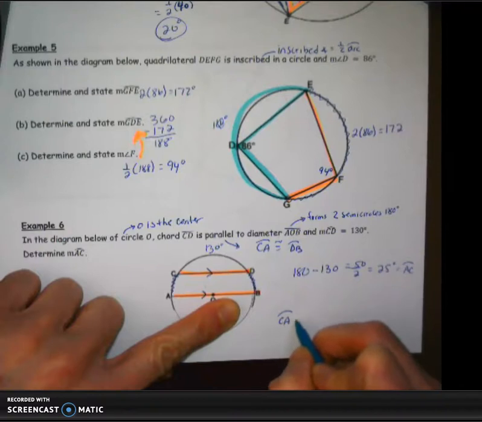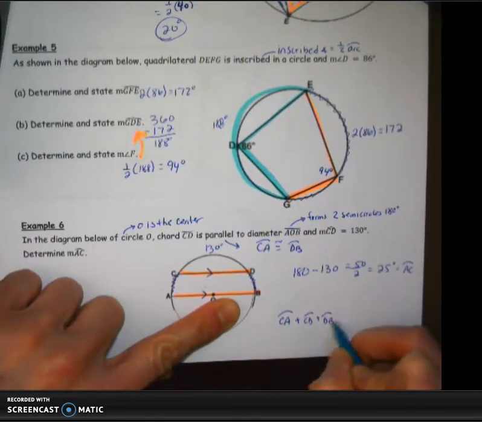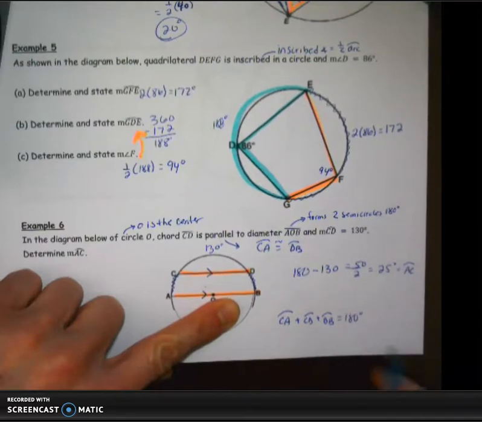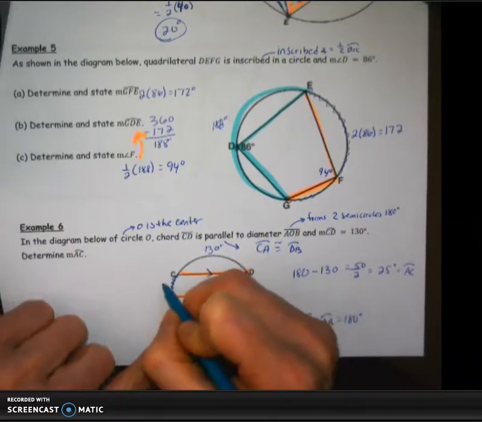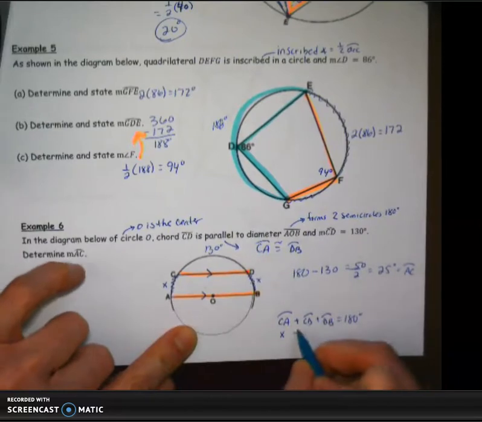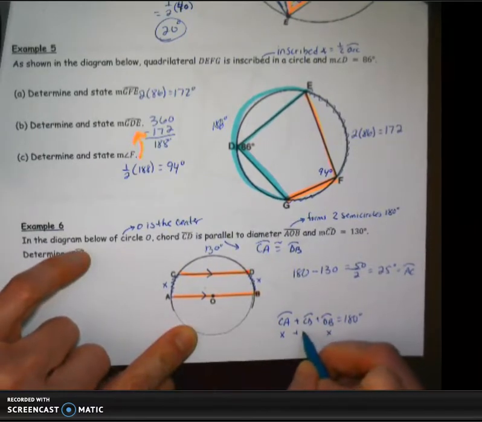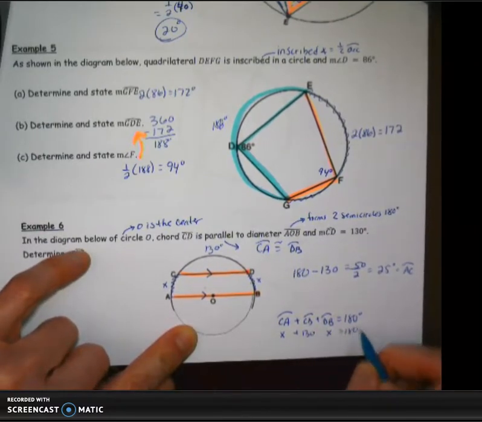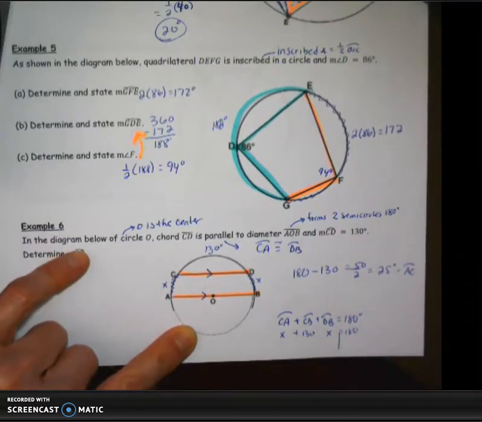So arc CA plus arc CD plus arc DB is equal to 180 degrees. That's where I got that. Whatever arc CA is, which we don't know, is the measure of arc DB, and arc CD was 130 degrees. So that's just another way of showing it.